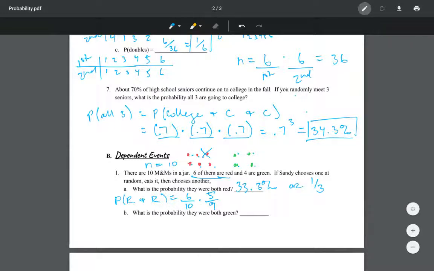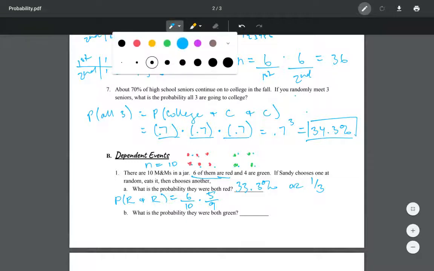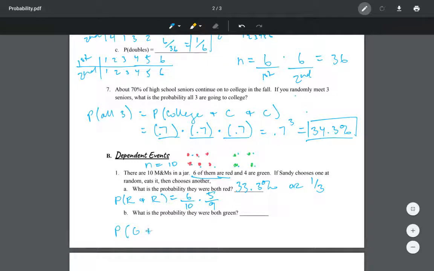What's the probability that they were both green? Okay, so instead, let me grab my eraser here. So instead, we're going to select a green M&M. I need that probability to work out. So the probability of green and green would be, we assume that the first one she draws is green. There are 4 to begin with, out of 10 to begin with, but she takes one and eats it. So that one is gone. So I want the second one to be green also. So green and green, I'm going to multiply that. There are 3 greens left, but only 9 M&Ms left.